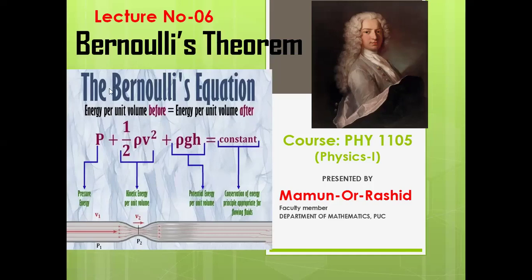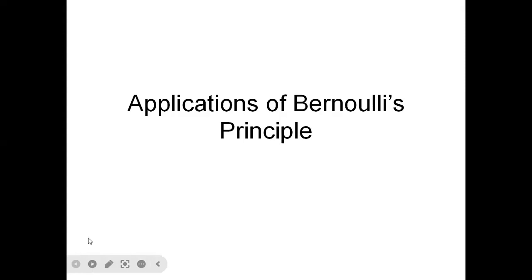Now we'll discuss this theorem. This theorem is named after Daniel Bernoulli. He's a great scientist and mathematician from the Bernoulli family. There are about 6 scientists from this family. We'll discuss the application of Bernoulli's principle.